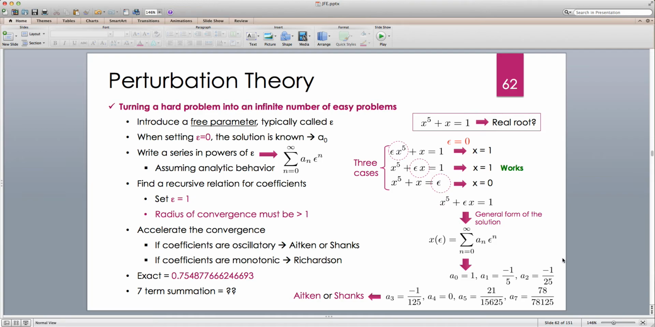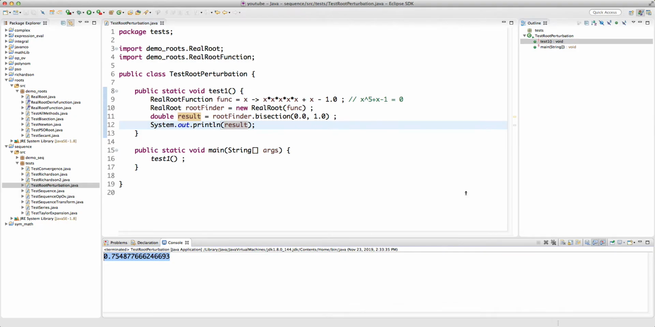All right, but let's try to actually numerically sum this sequence up and see what we get. Then, because the signs of the terms alternate or oscillate, we apply Aitken or Shanks and see what happens then. So let's go to Eclipse here.